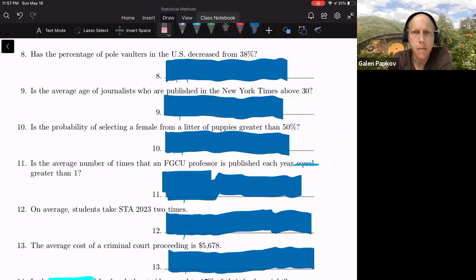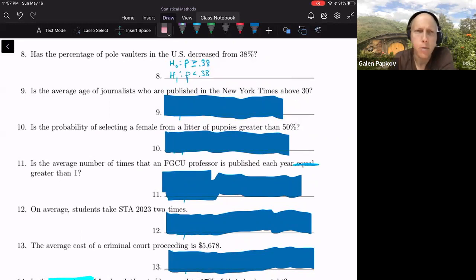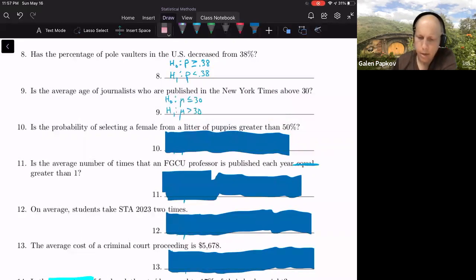So percentage P decreased less than 38% or 0.38. So P less than 0.38 must go in your alternative with P greater than or equal to 0.38 in your null. 9, is the average age of journalists who are published in New York Times above 30, mu greater than 30 versus mu less than or equal to 30. 10, is the probability of selecting a female from a litter of puppies greater than 50%? Probability P greater than 0.5. P greater than 0.5 versus P less than or equal to 0.5.